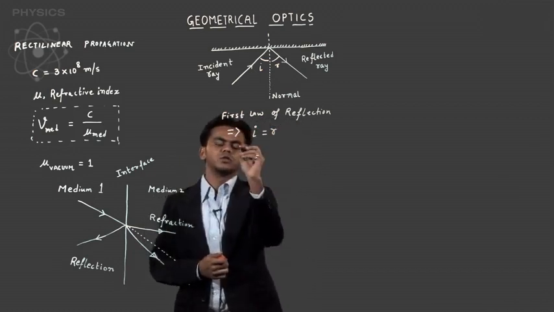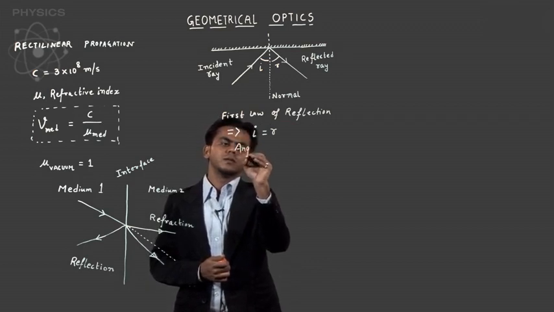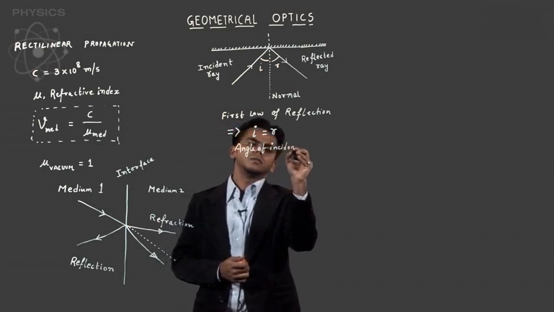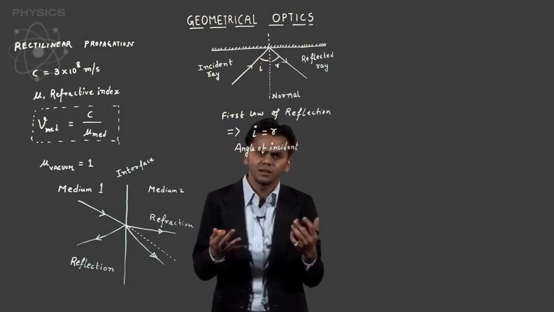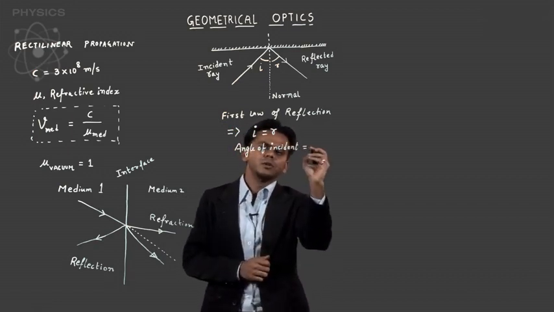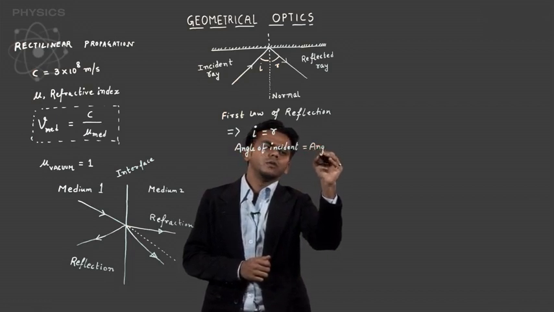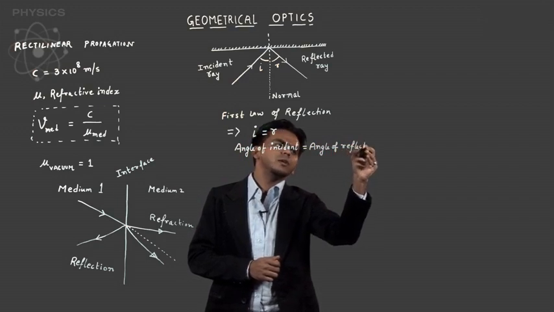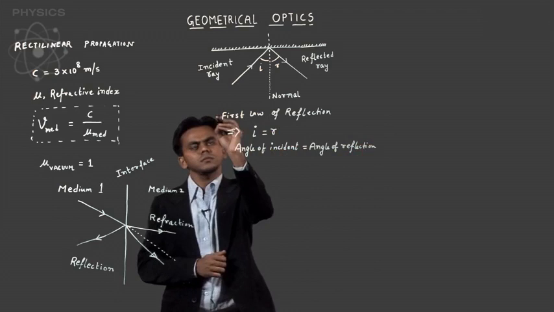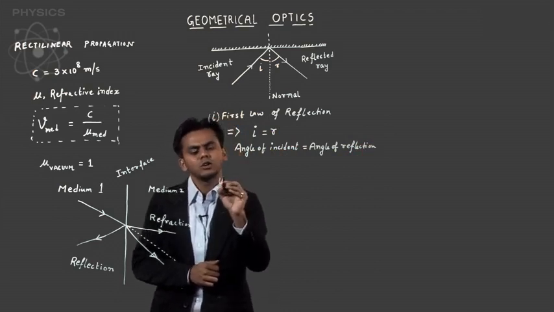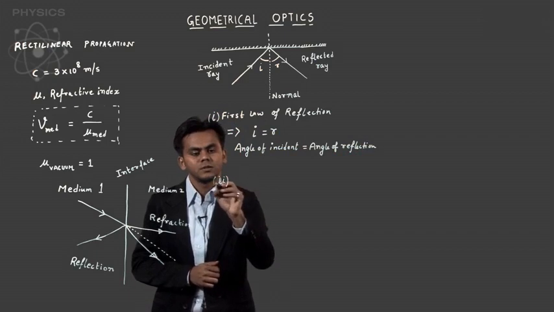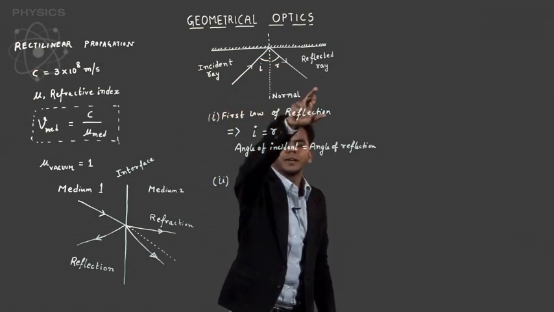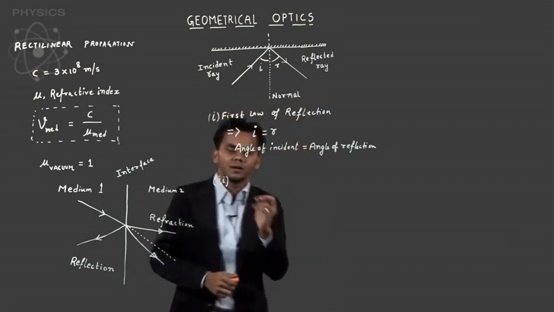I can write it in words also: angle of incidence, sometimes also known as the incident angle, which is the same idea, is equal to angle of reflection. There's a need for a second law too. What is that? The second law states that the normal, the incident ray and the reflected ray all lie in the same plane. I'll write that for you.